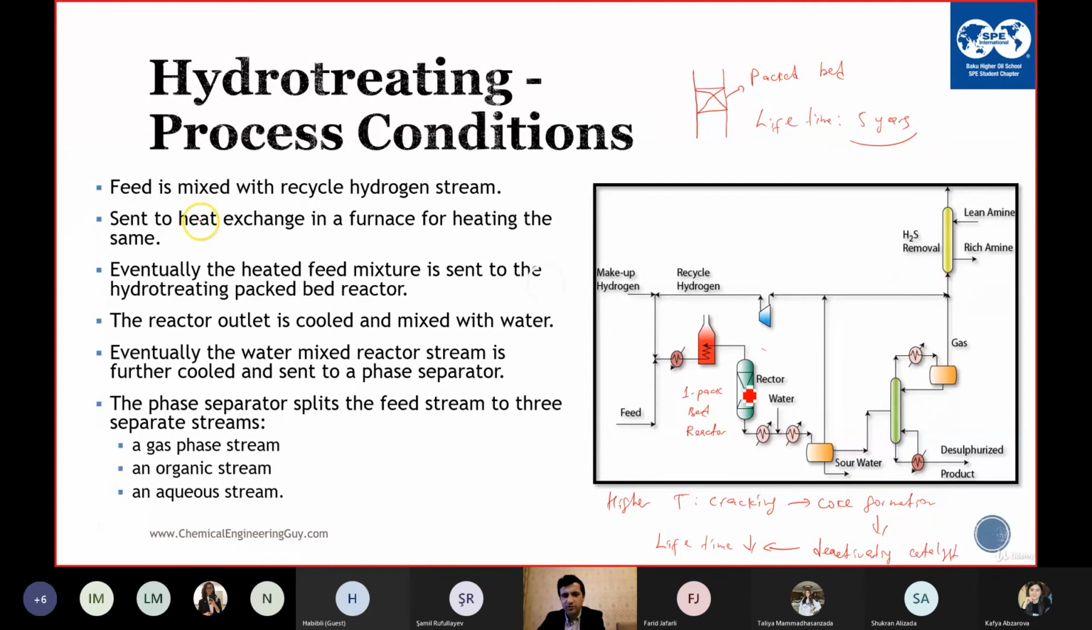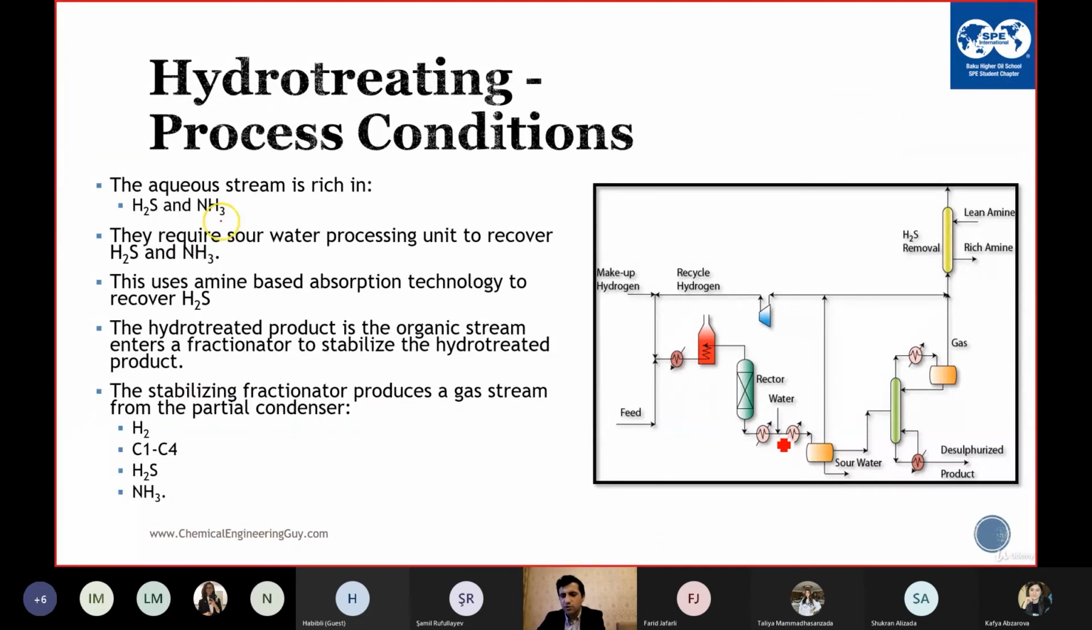And then after the reaction, you cool it down, and then you send it to the separator. This is the separator. You can also call it HP separator, high pressure separator, where the hydrogen is recycled back to the system, and sour water is separated. This is the three-phase separator, and then the liquid product is sent to the stabilization section.